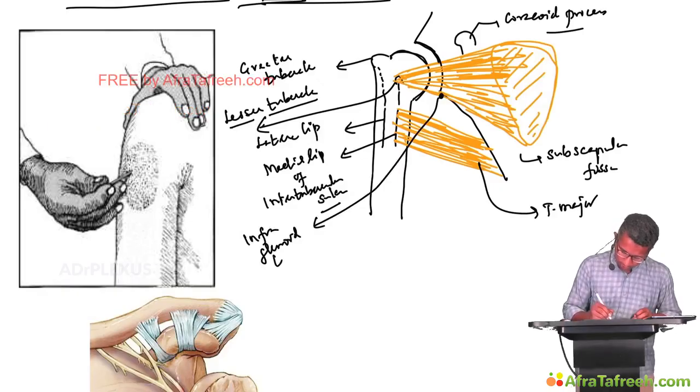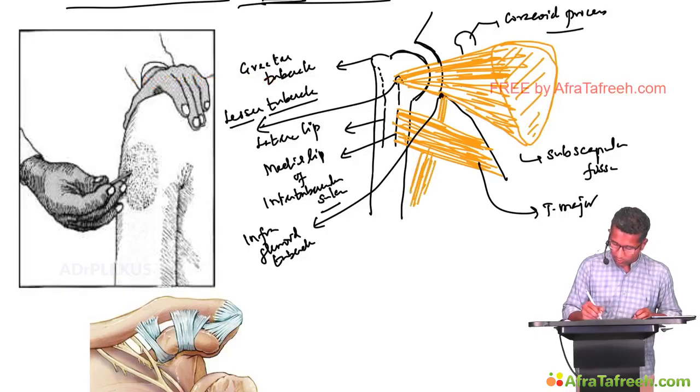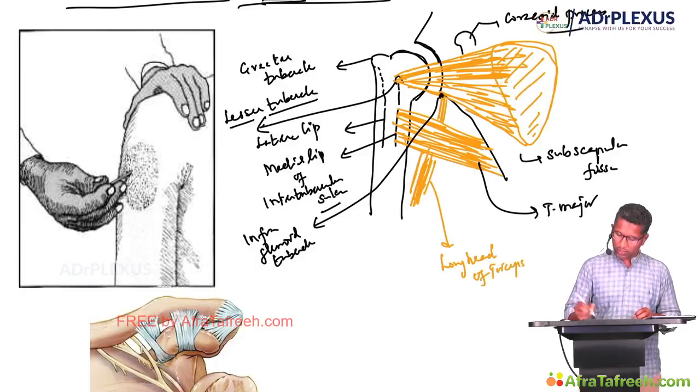So this is called the infraglenoid tubercle, and from the infraglenoid tubercle you have a muscle. The muscle which arises from the infraglenoid tubercle is called the long head of triceps. So what is this muscle? This muscle is called the long head of triceps.